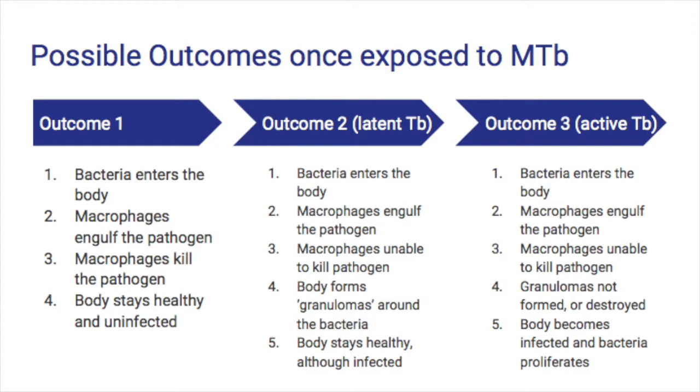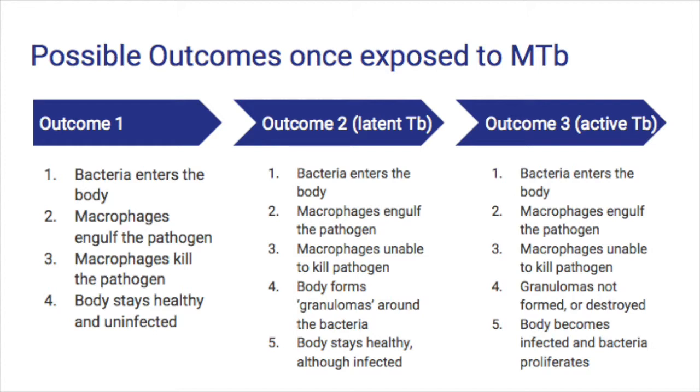There are actually 3 possible outcomes once you are exposed to Mycobacterium tuberculosis. The first is that the bacteria enters your body. The macrophages in your lungs on the lining will engulf the pathogen. This is all ideal, so the macrophages will actually kill the pathogen. We'll talk about how that works. And then the body stays healthy and uninfected. All of the bacteria is taken care of, and you're healthy.